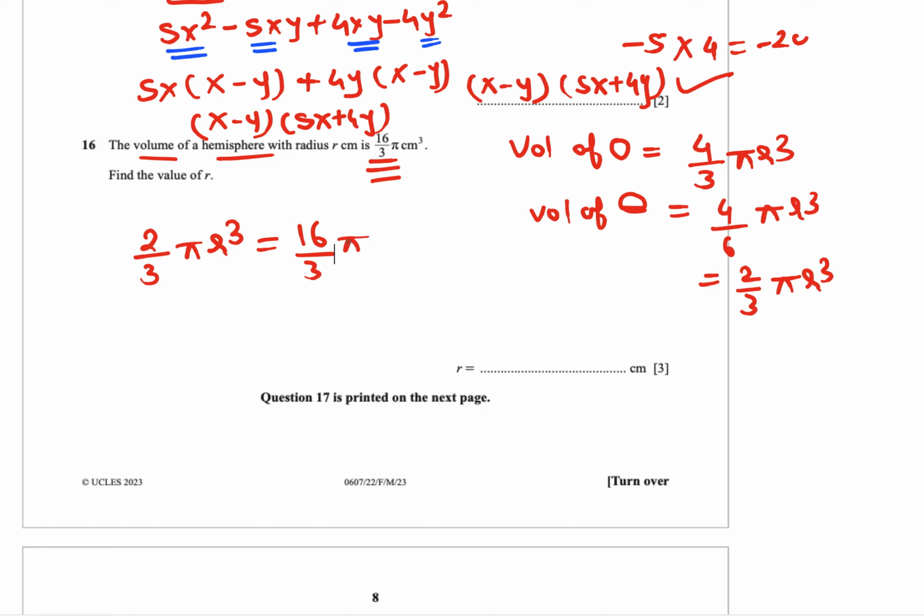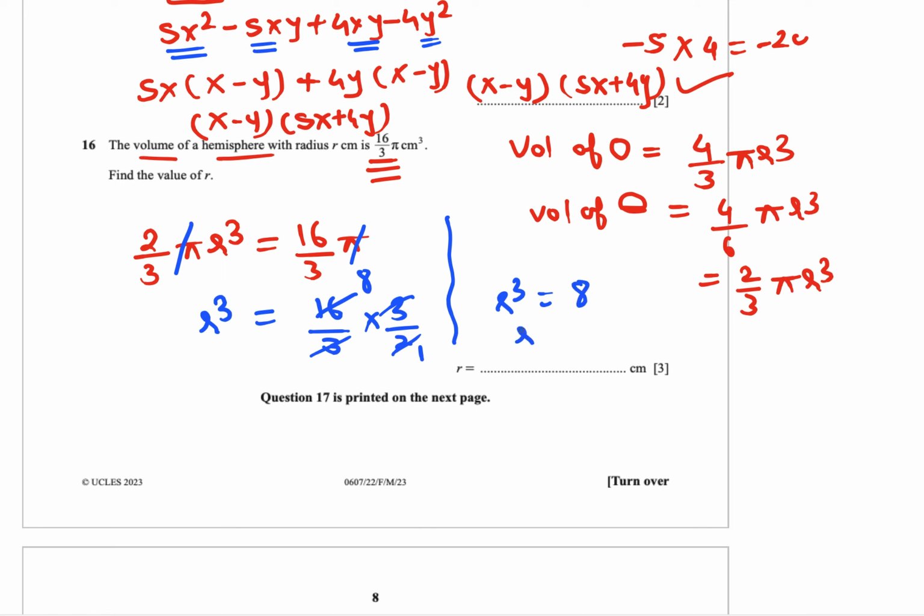Okay, so now see, because pi and pi get cancelled, this 3 will come up and this 2 will come down. So what will be remaining? R cube is going to be 16 upon 3 into 3 upon 2. Okay, so here is a line. R cube is going to be, this 3 cancels, 2 eights are 16, so it is 8. So R is going to be the cube root of 8, that is 2. So the radius will be 2 centimeters. This is the final answer.